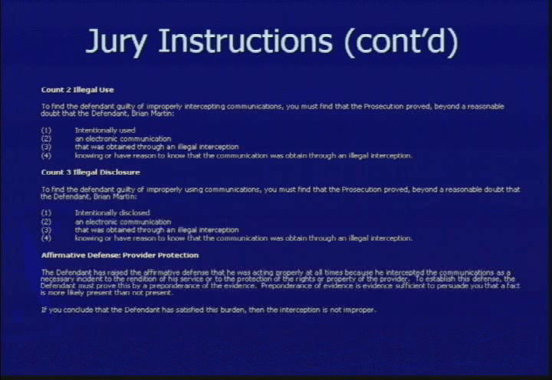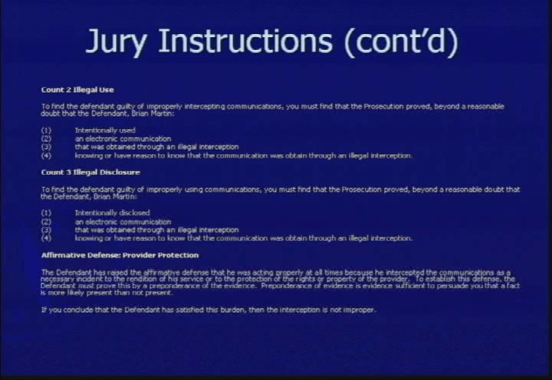Illegal disclosure is the third count, and it's similar to the illegal use count. To find the defendant guilty of improperly disclosing communications, the prosecution must prove beyond a reasonable doubt each of the following elements. Brian Martin intentionally disclosed an electronic communication that was obtained through an illegal interception, and he knew or had reason to know that the communication was obtained through an illegal interception.